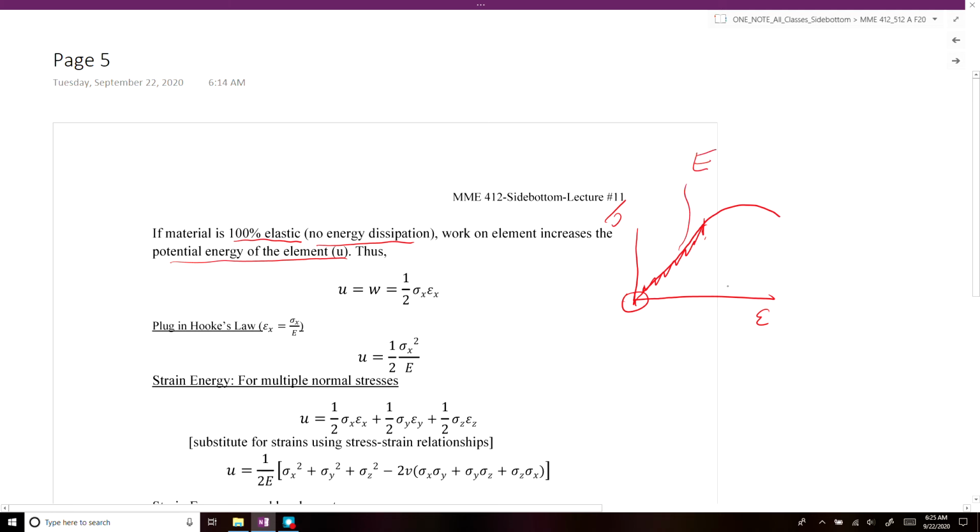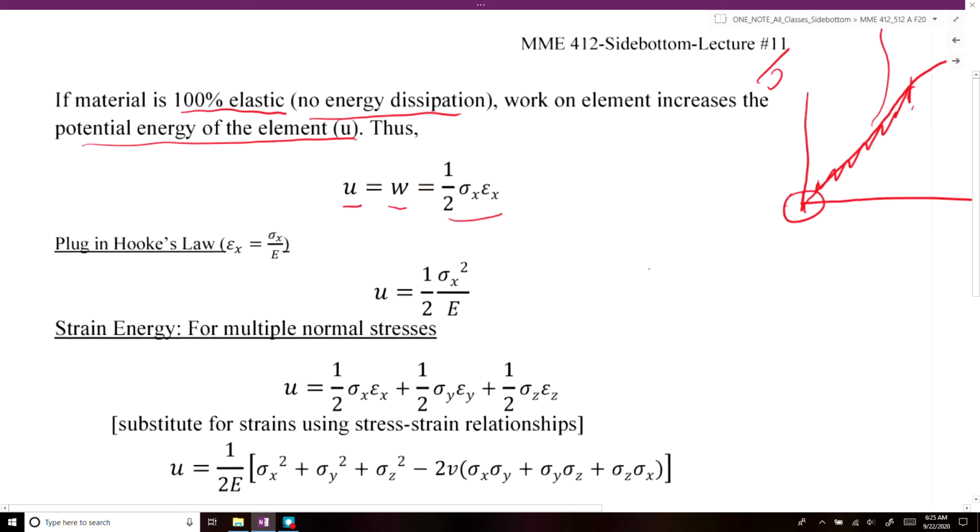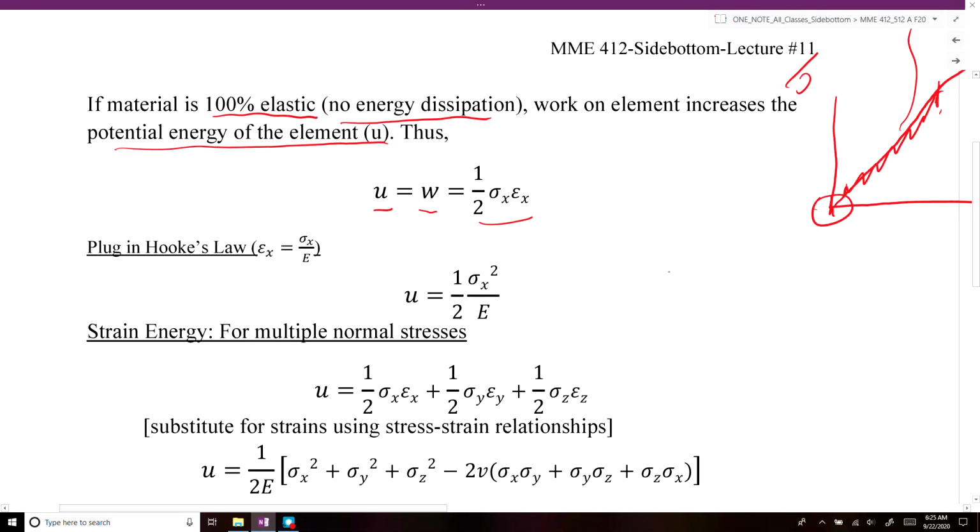So as long as we're in this regime within our stress-strain curve, we can assume that this theory will hold. We can say that our potential energy would be equal to the work applied to the element, which would be equal to 1/2 sigma x epsilon x. If we plug in Hooke's law, because it's in the elastic region, we can simplify our strain energy down to just the stress being applied squared divided by the elastic modulus.